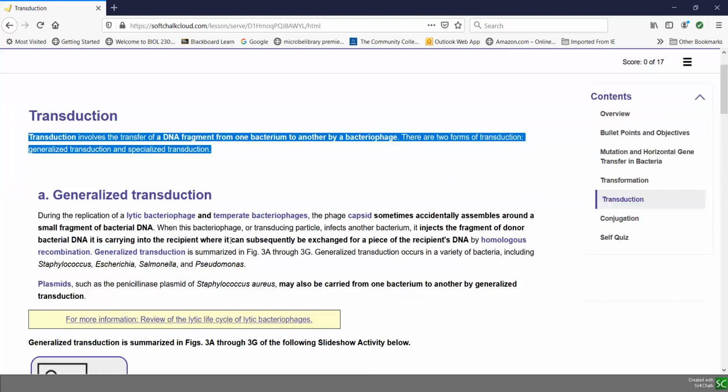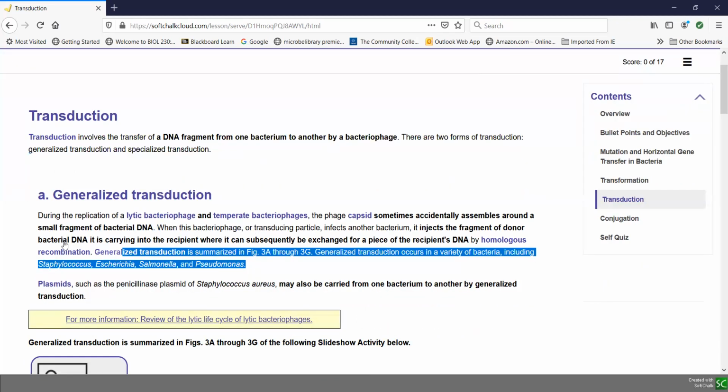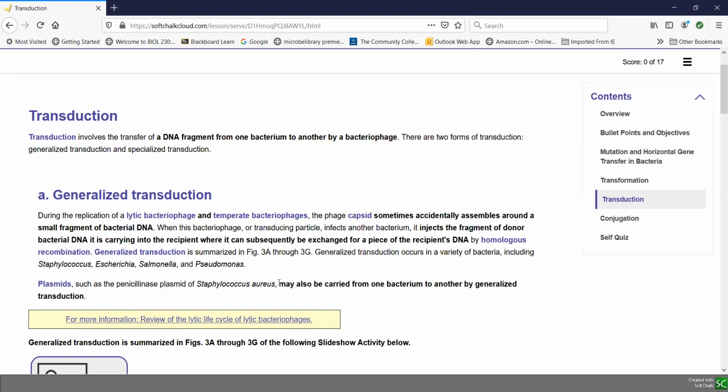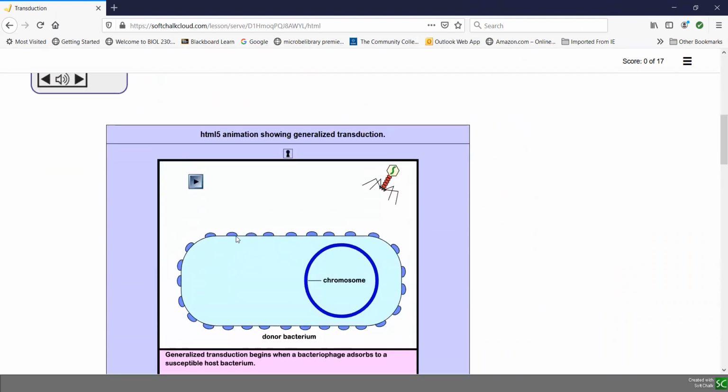And here is our general description for generalized transduction. As you go through and read that, you'll see that during generalized transduction, this is a mistake that occurs as the virus replicates, whereas the virus assembles within the bacterium. Occasionally, a single virus will pick up a fragment of bacterial DNA rather than viral DNA and carry that bacterial DNA from one bacterium to another. It can also pick up a plasmid and carry that with generalized transduction. So there we have our description of generalized transduction we need to recognize. And there's our animation you can go through.